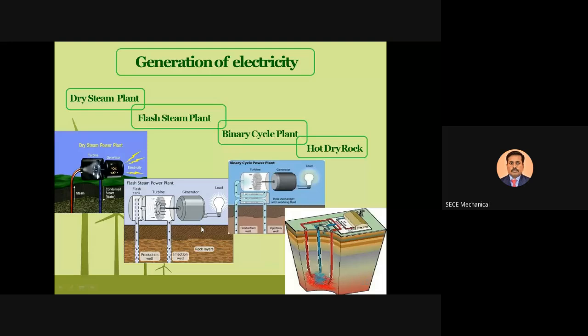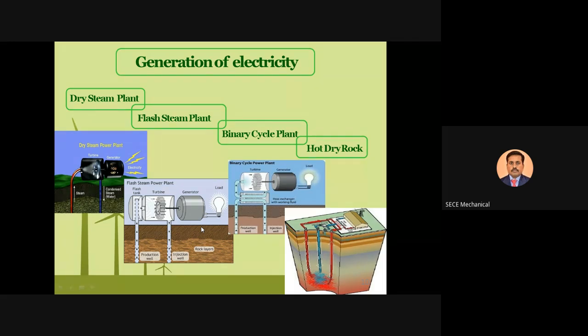Generation of electricity can be done using four methods of geothermal. One is the dry steam plant. In this first method of geothermal power plant, the dry steam method, only steam is trapped and sucked into the turbine, and power will be generated. Again the condensed water is sent back to the hot well zone, then converted into steam. Likewise, the dry steam plant is one type of geothermal power generation.